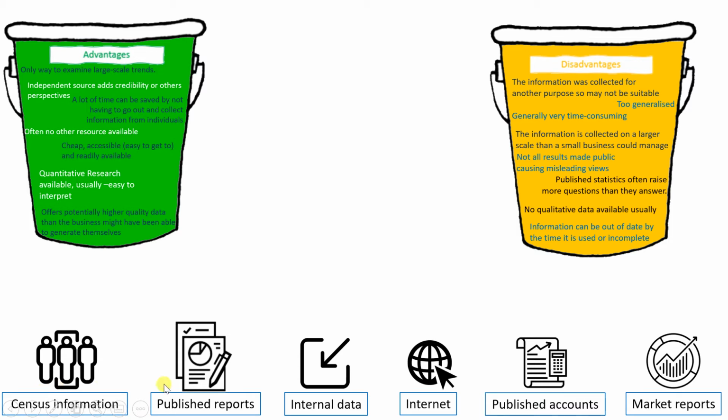And what you then have to do is look into the advantages bucket and see what's relevant to the advantages in terms of using census information. And then you need to go through on the disadvantages, the yellow bucket, to look at which of those statements are relevant to you saying the disadvantages of using the census information.